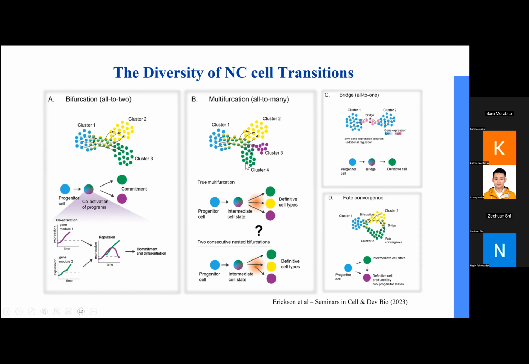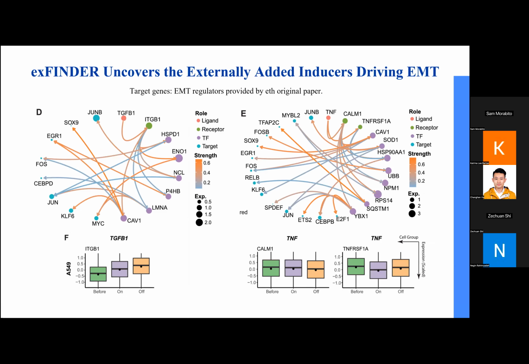Sometimes we may see that it goes from one cell population, one cell group, to more than two cell groups, maybe 3 or 4. So they give it a new name, like a multifurcation, that's from 1 to 3 or 4. And then also we have different types of possible bifurcations. So these are the concepts presented in the review paper. And then we want to know, recall that in the exFINDER paper, we used the zebrafish neural crest cell data. And we go back here.